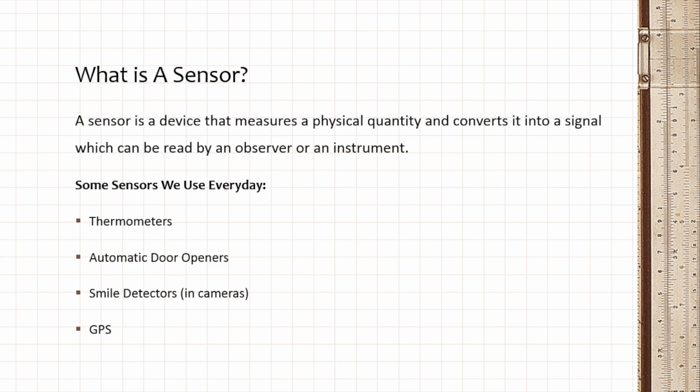What is a sensor? A sensor is a device that measures a physical quantity and converts it into a signal which can be read by an observer or an instrument. Some examples of sensors we use every day are thermometers, automatic door openers, smile detectors that are used in cameras, and GPS systems.